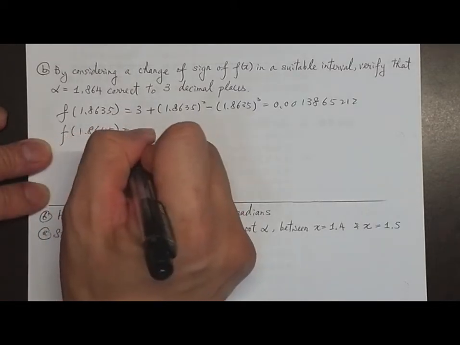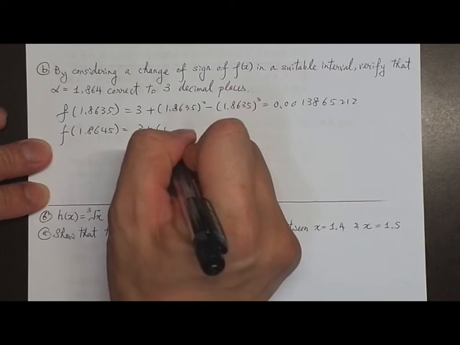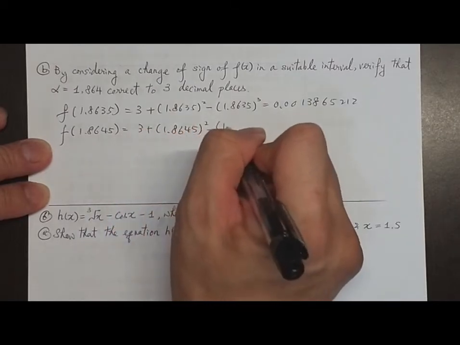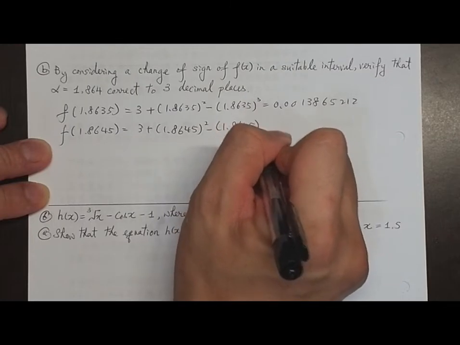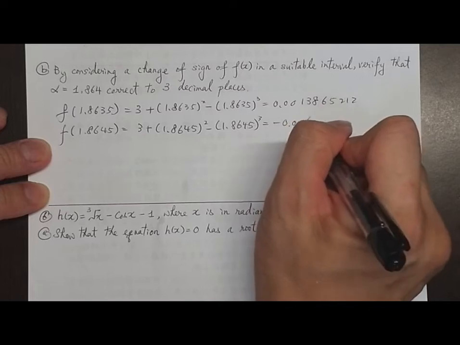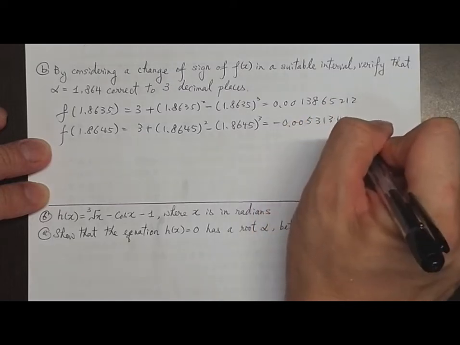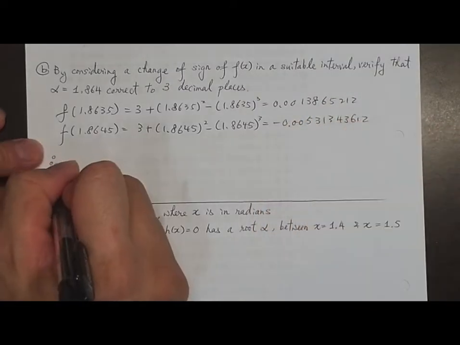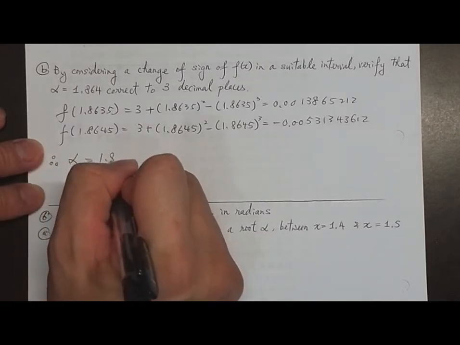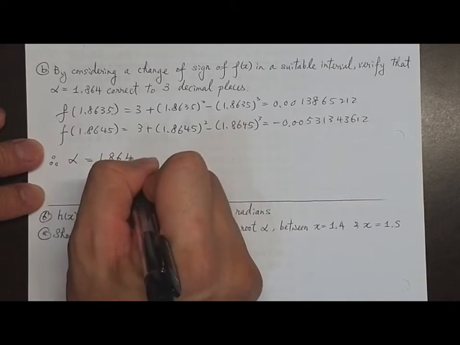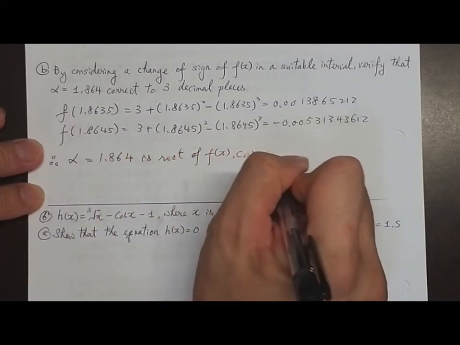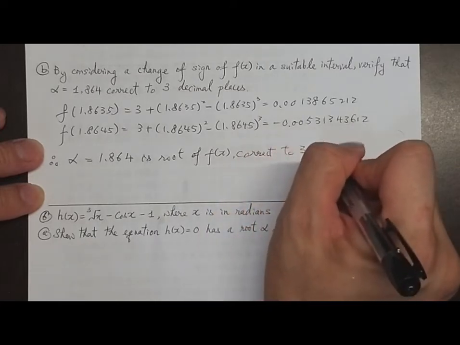And if we substitute 1.8645, we have 3 + 1.8645² − 1.8645³, and we have −0.00531343612. So therefore, we can conclude that alpha equal to 1.864 is a root of f(x), correct to 3 decimal places.